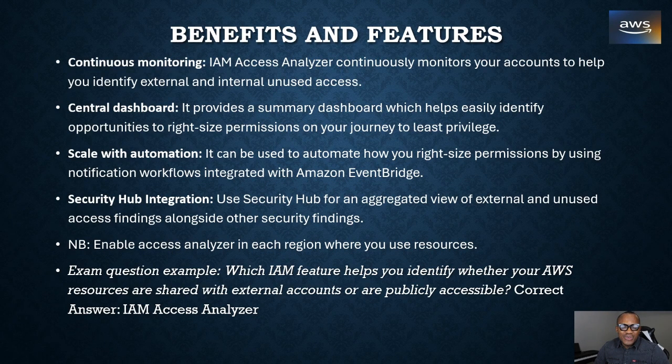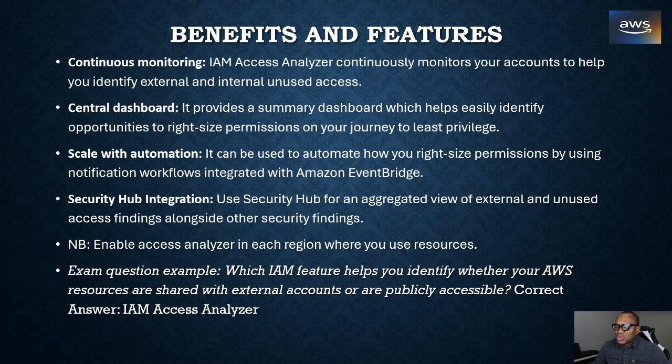When an event is triggered, like your resources being accessed by an entity outside of your zone of trust, or some IAM roles and users are not using some of their permissions, EventBridge can send notifications or trigger remediation actions, such as alerting security teams or automatically adjusting permissions. And to receive notifications about findings, you must create an event rule in Amazon EventBridge so that unused access findings are sent as events to Amazon EventBridge.